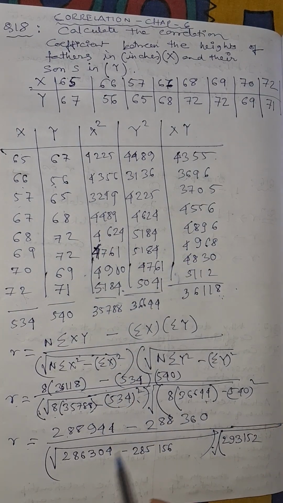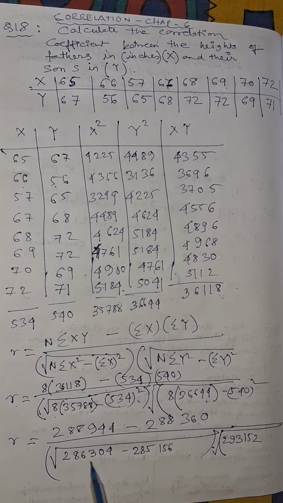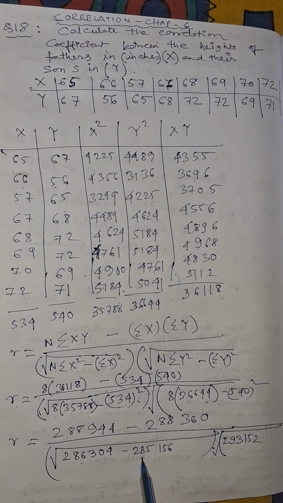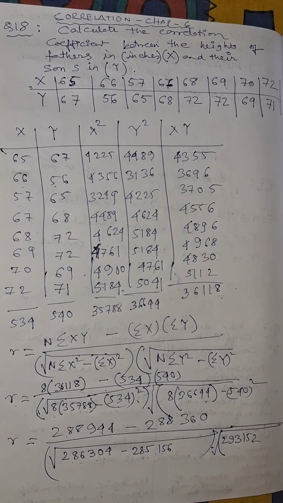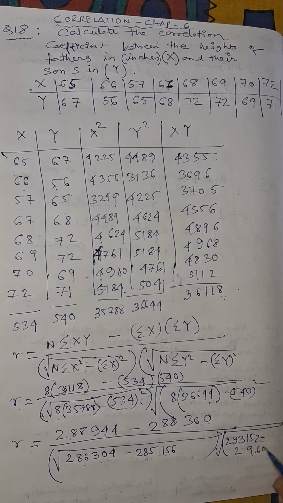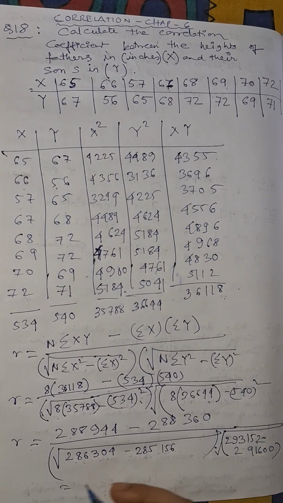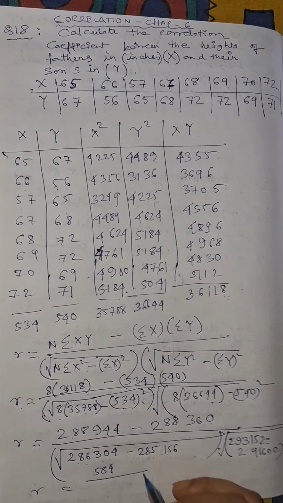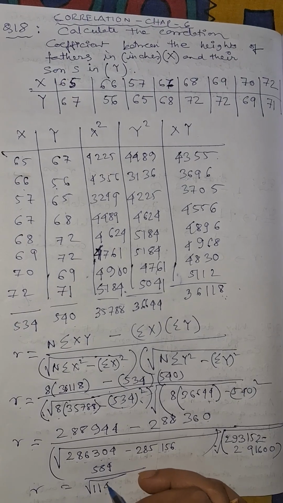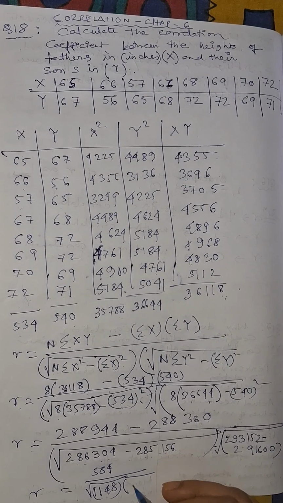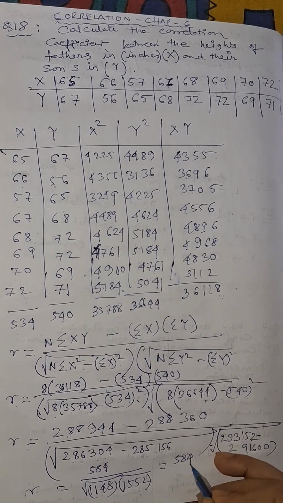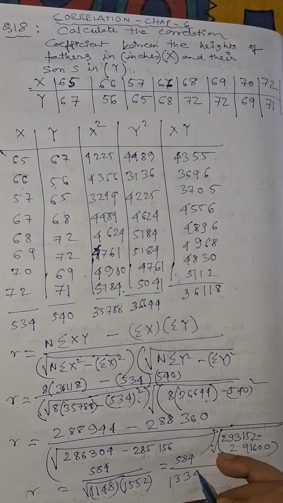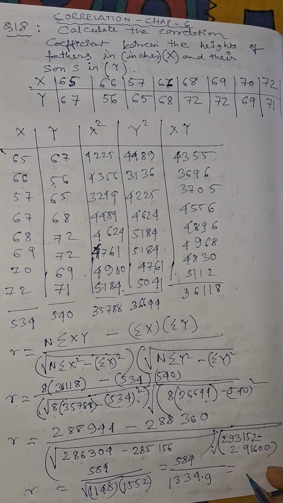So we put all the values and then we calculate and find out that it is 284944 minus 288360 by root over of 286304 minus 285156, and root over of 293152 minus 291600, which is equal to 584 divided by 1148 into 1552, which is equal to 584 by 1334.9, which is equal to what?